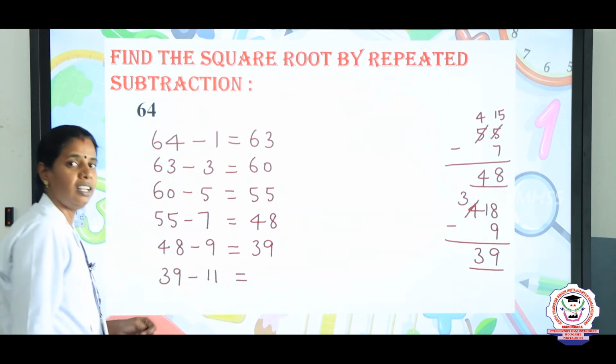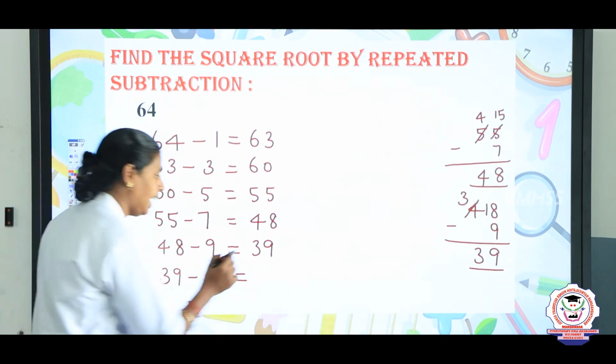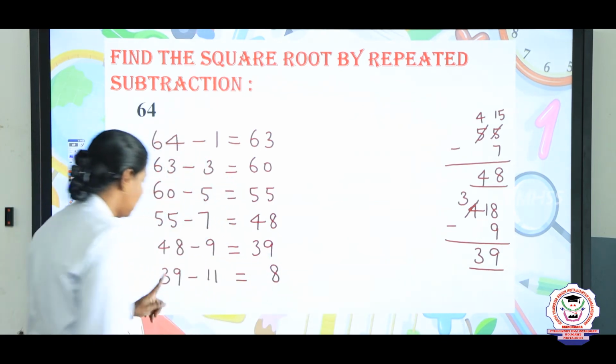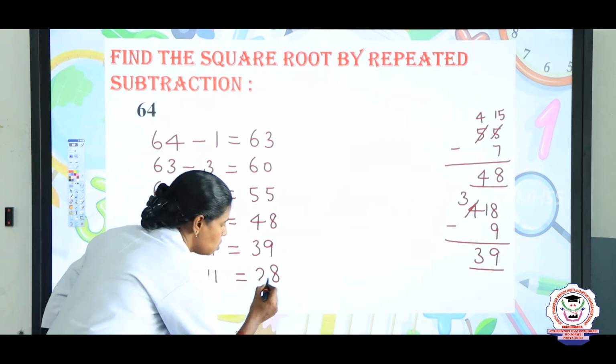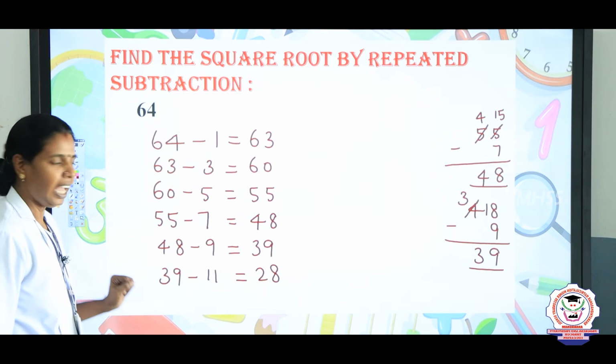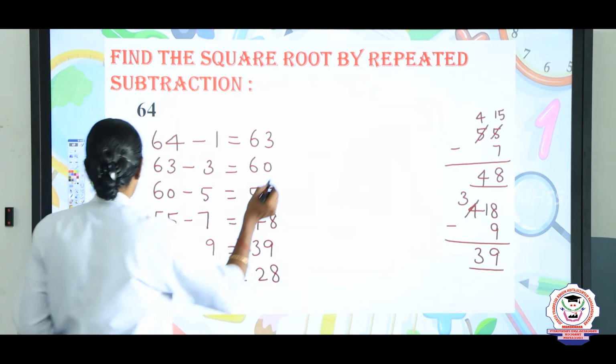Now, 39 minus, the next odd number to 9 is 11. Subtract now 11. 9 minus 1. 9 minus 1 is what? 8. Very good. And 3 minus 1. 3 minus 1 is 2. So, what is the answer? 28.